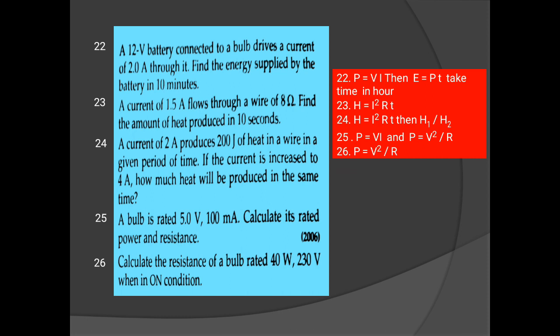Question 23. A current of 1.5 ampere flows through a wire of 8 ohm. Find the amount of heat produced in 10 seconds. Use H equal to I square RT.